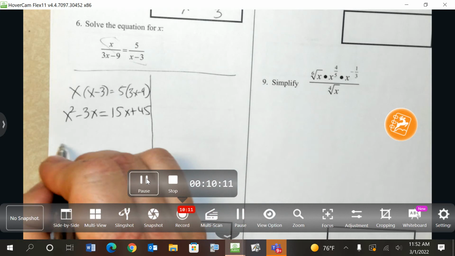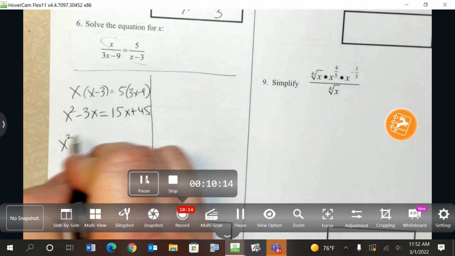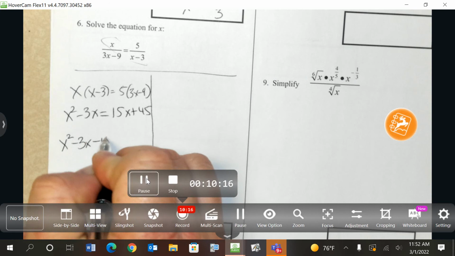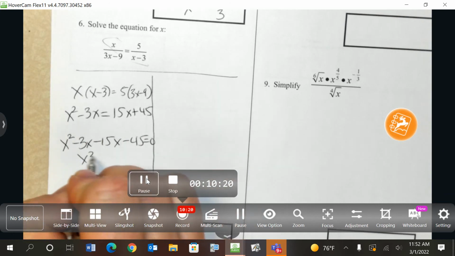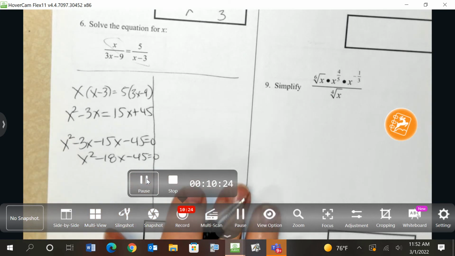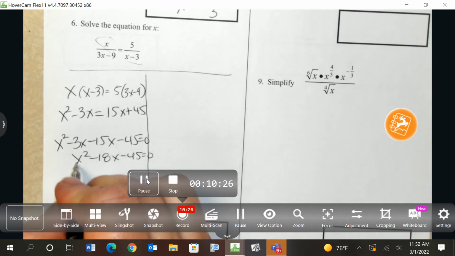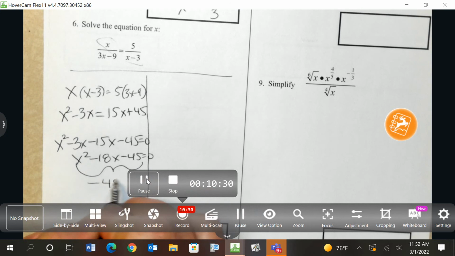And then they move everything to one side. It's always optimal to move to the side that has the x squared. So minus 3x, move it over, minus 15x, move over minus 45. So x squared minus 18x minus 45. And now we got to see, is this factorable? If it's not, we'll have to use a different method to solve.